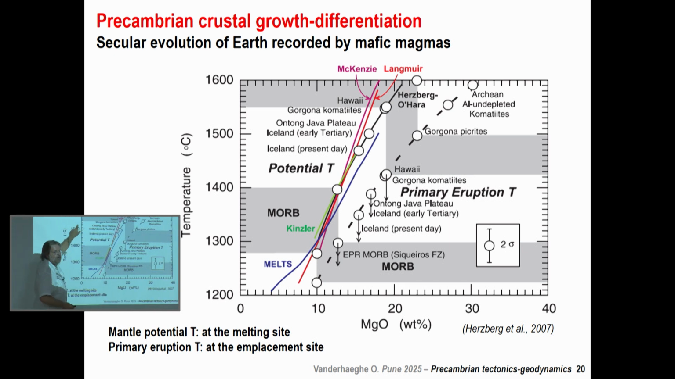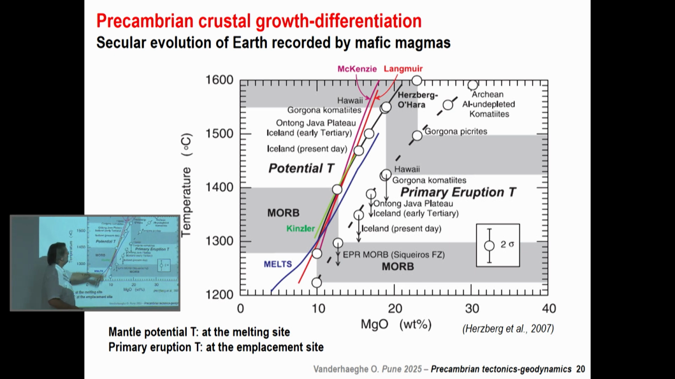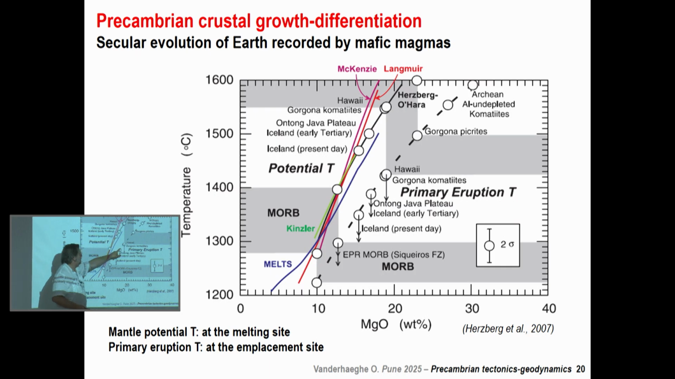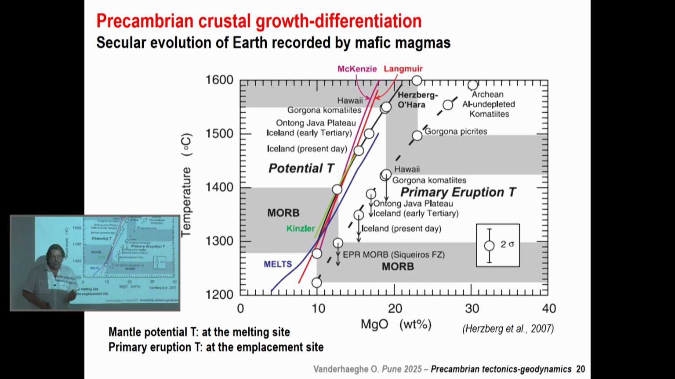requires a higher temperature. So we can trace the evolution of the temperature as a function of time with, for example, MORB, the mid-oceanic ridge basalts. They require lower temperature as a function of their magnesium content. So this is a measure of what we call the mantle potential temperature, which went from 1600 degrees to 1300 today. And that is a record of progressive cooling of the Earth.